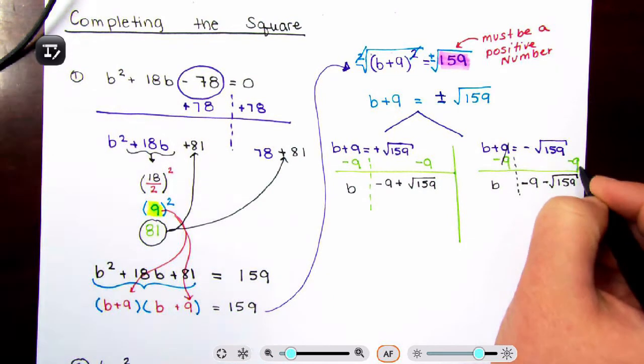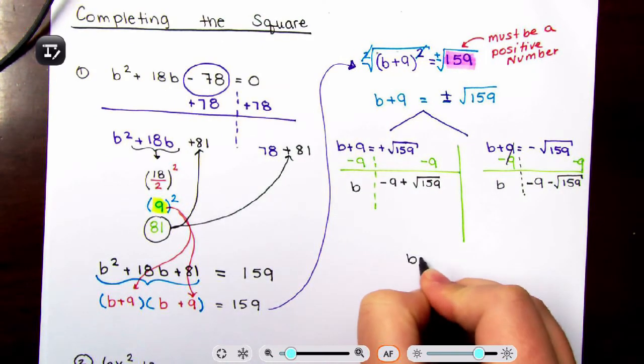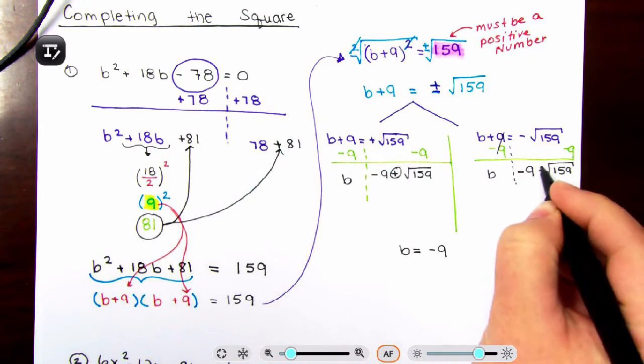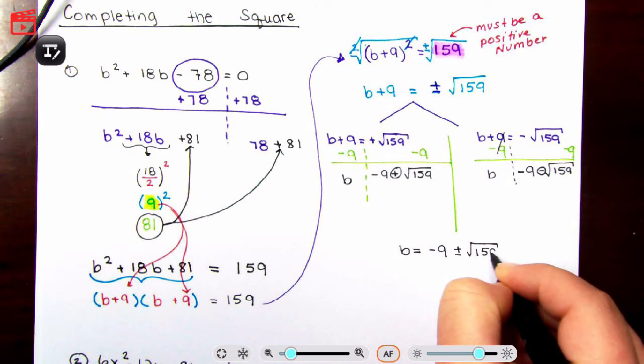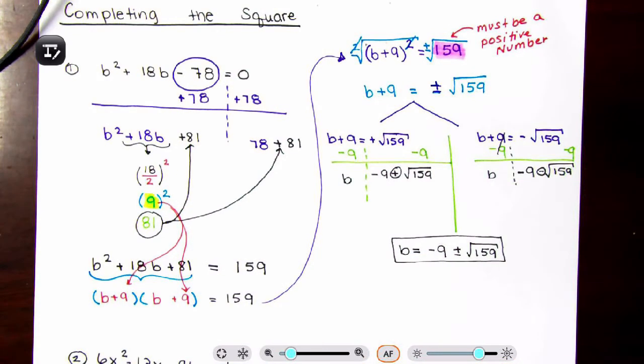We typically put singular numbers outside in front of the square root, so we don't think that it belongs inside. So what are our answers? B is now equal to negative 9 plus or minus the square root of 159. And that's your answer. Again, it doesn't have to be a pretty answer. It just has to work.